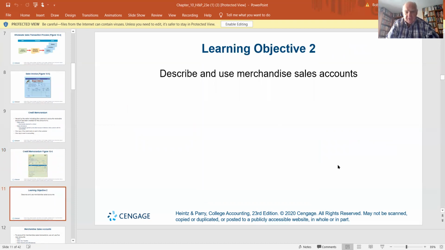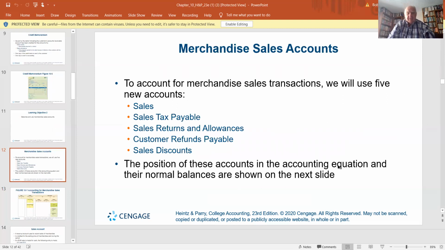All right, let's use these merchandise sales accounts, okay? Now we're getting into some new stuff, huh? Get a little more real world type activity here, which I hope is a little bit more interesting than just the debits and credits. To account for merchandise sales transactions, we're going to have some new accounts. Well, we know about sales already. Sales tax payable, that's a new one we're going to look at. Sales returns and allowances. Customer refunds payable, we're not going to go over that at all.